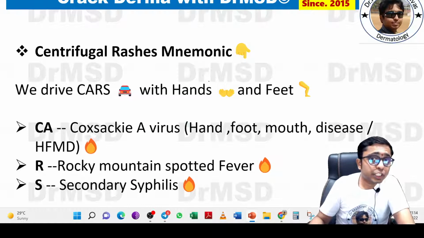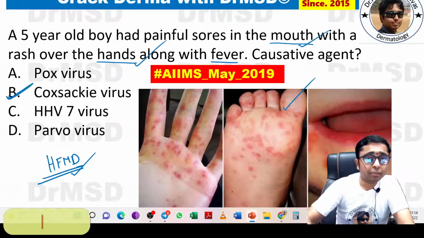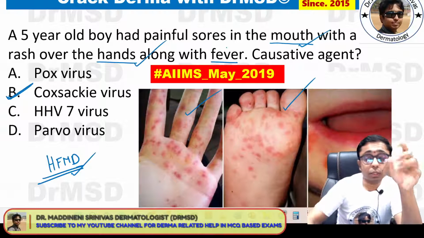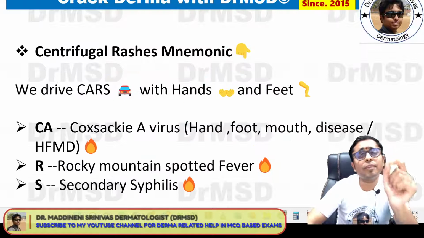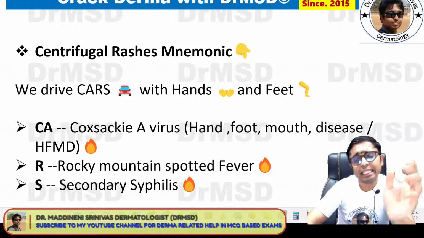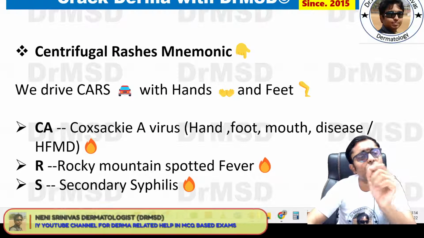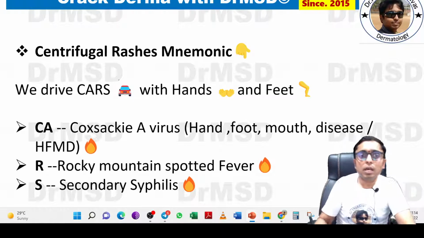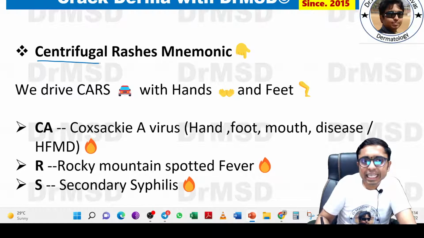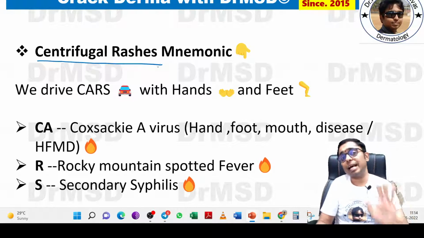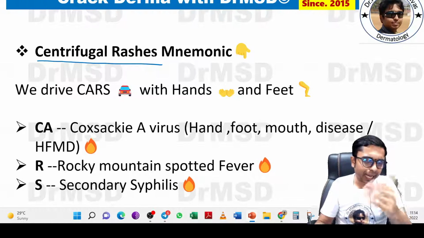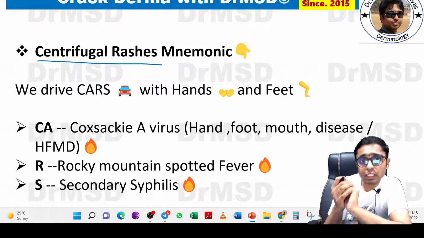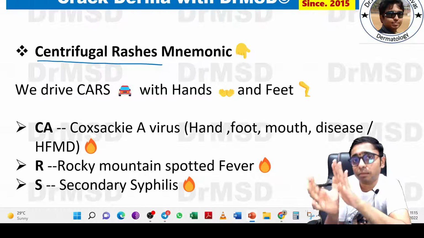And coming to the question in the MCQ, if you remember, we have seen that the child was having involvement of the palms and soles. So this palms and soles involvement is very, very limited in dermatology, and you can remember what are the conditions which can manifest with lesions over the palms and soles. So we call them centrifugal rashes. That is, if the rash involves the palm, acral parts, more distal parts, they are called centrifugal rashes. And in these conditions, palms and soles will be involved.